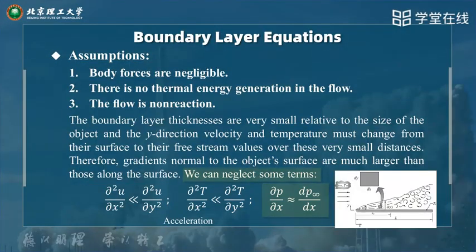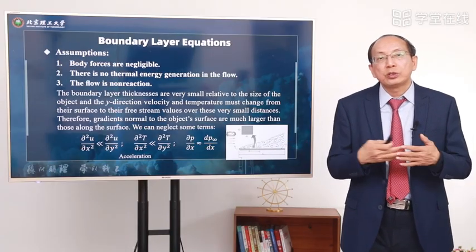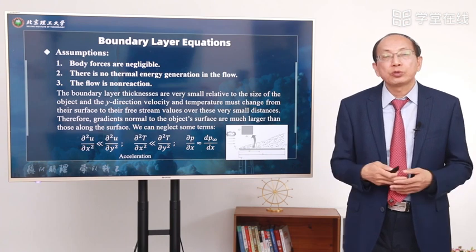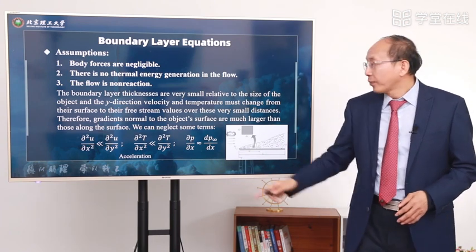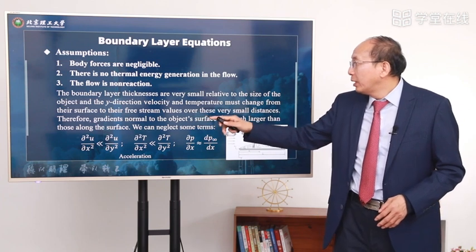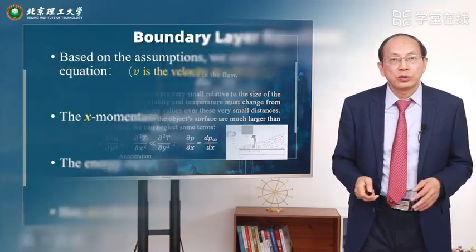Also, partial p over partial x equals dp infinity over dx. In the x direction, the change of p is not so big over a very long distance. So we can make some assumptions, and get three equations.